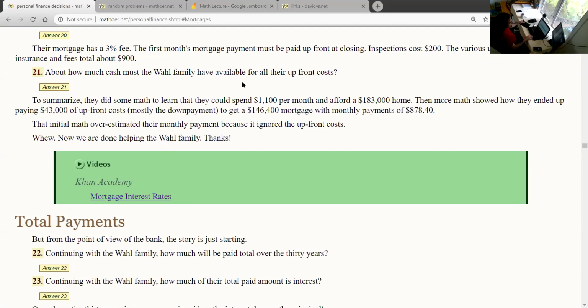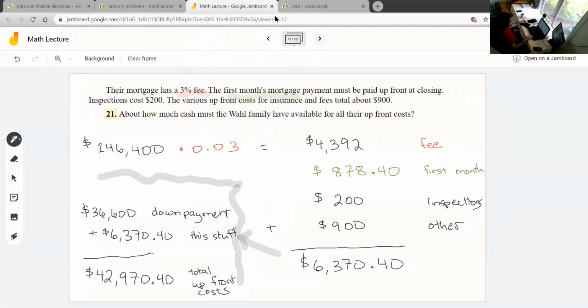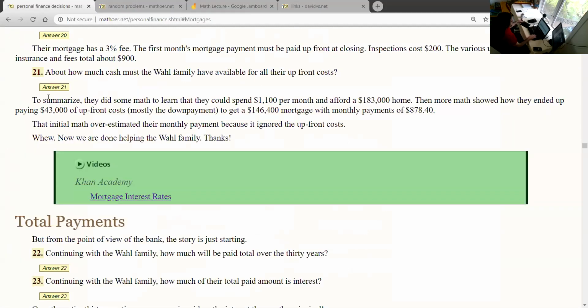Any questions on what we've done so far? Okay, so from the point of view of this Wall family, we're done. We've solved all the math they need to care about. The bank still has a little bit more going on.